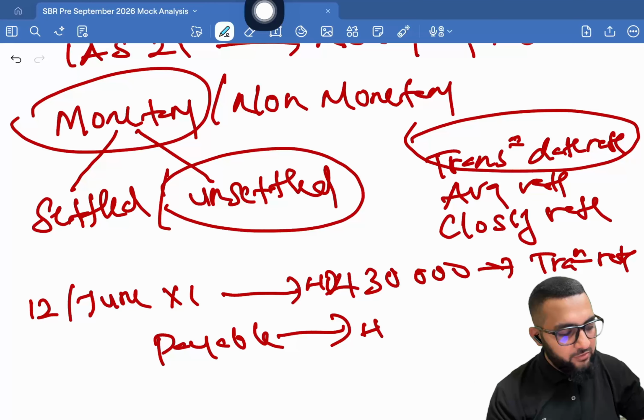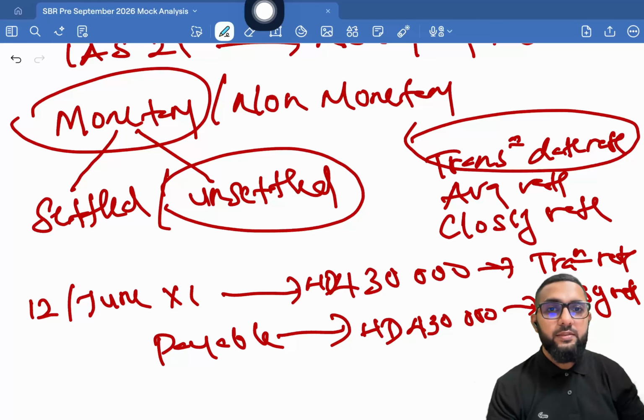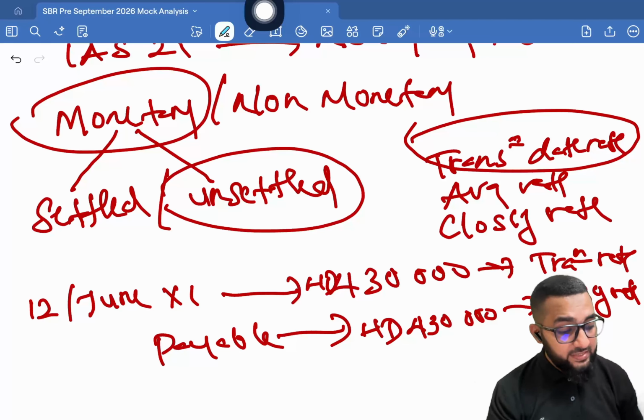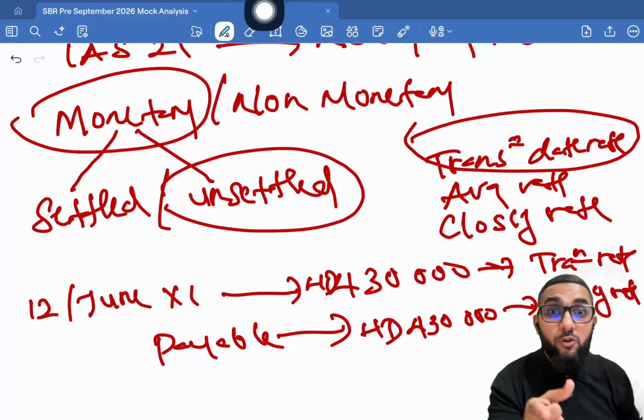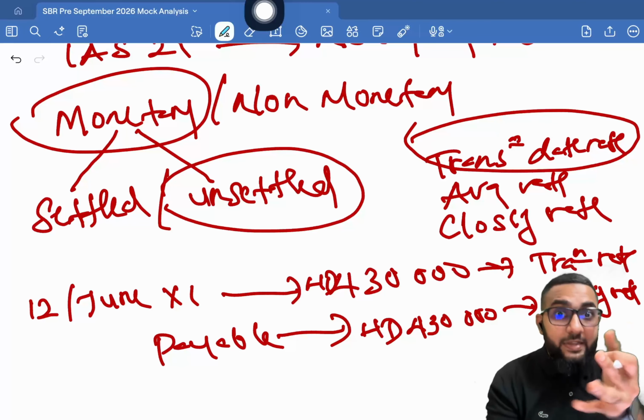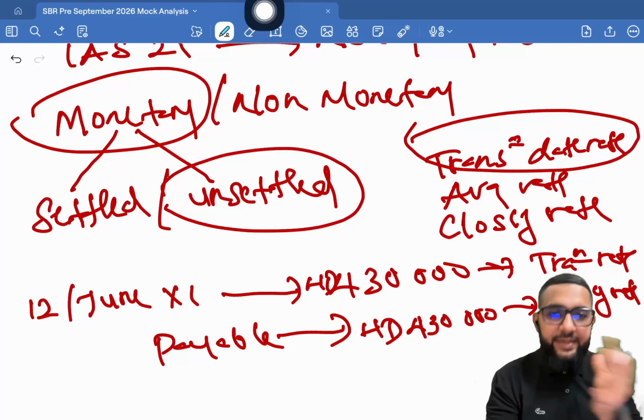Then we will be retranslating the entire amount, since the entire amount remains unpaid, at the closing rate, right? Closing rate. Now, let's say there was a partial payment in the middle. That partial payment will have to be translated at the spot rate on the settlement date, the payment date, right? So there are going to be multiple layers there. But in this case, it is entirely unsettled.